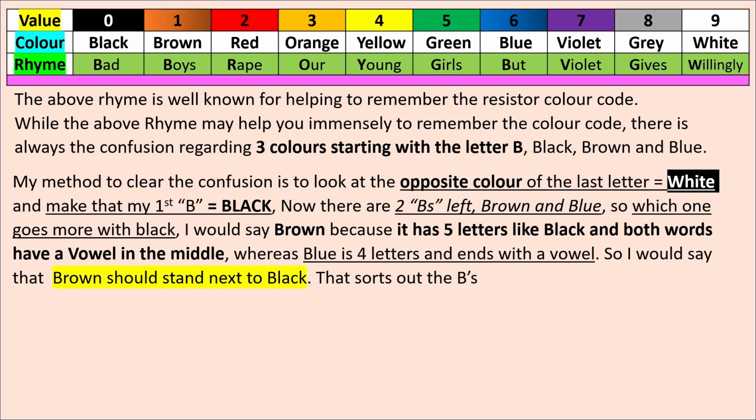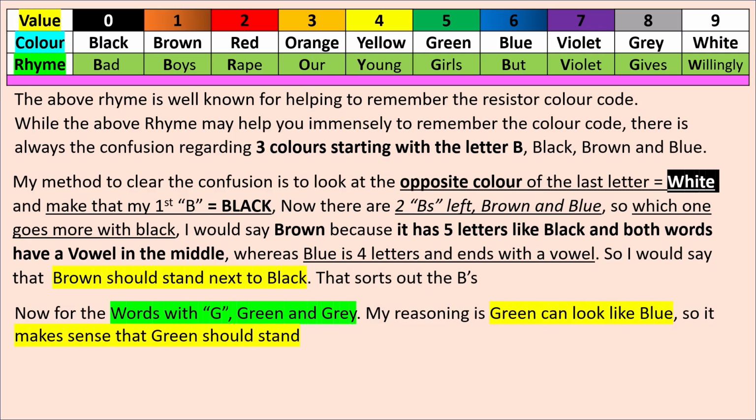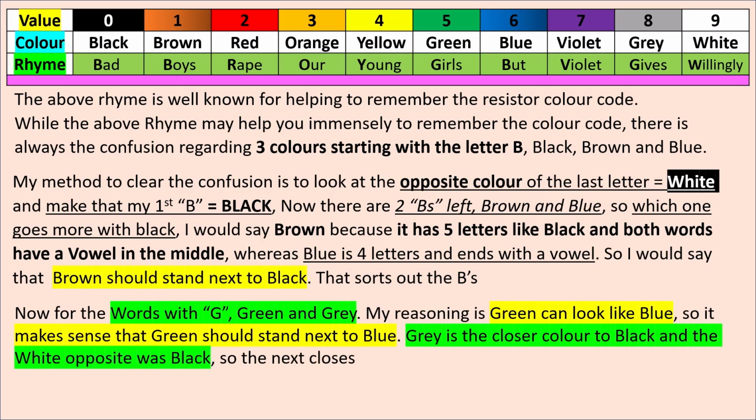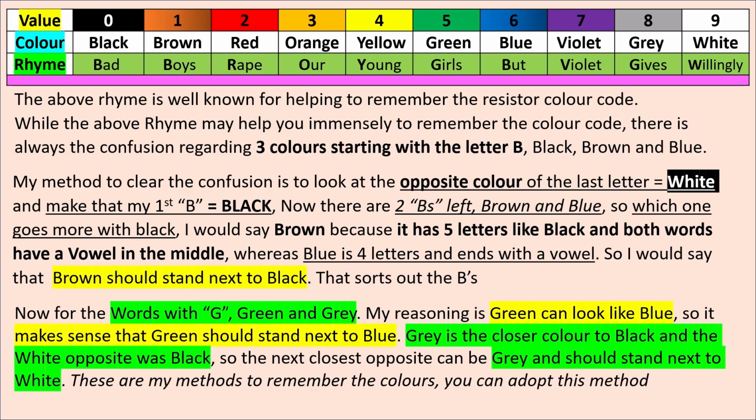Now, for the words with G, green and gray. My reasoning is green can look like blue, so it makes sense that the green should stand next to the blue. Gray is the closer color to black, and the white opposite was black. So the next closest opposite can be gray, and should stand next to the white. These are my methods to remember the colors. You can adopt this method if you want, or you can work out your own method.